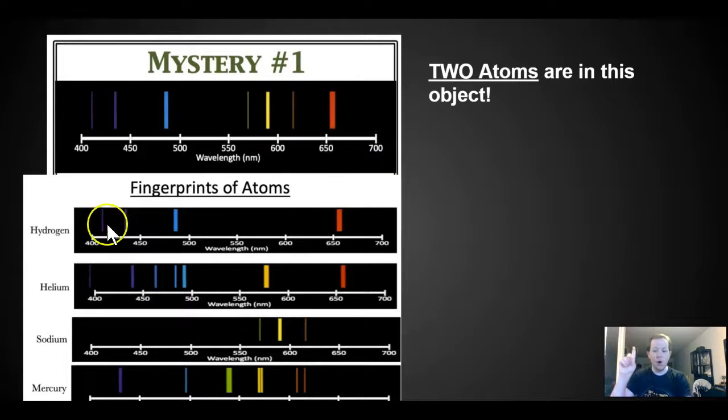So for question 1, hydrogen is one answer, but we're looking for another. Is the other one helium, sodium, or mercury? And then you have 2 more. So there's only 3 total. It's a little difficult. Take your time. There's just 3 questions.